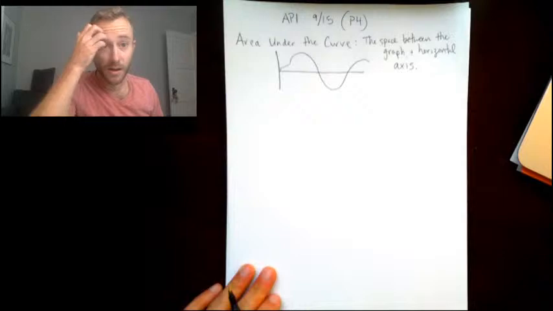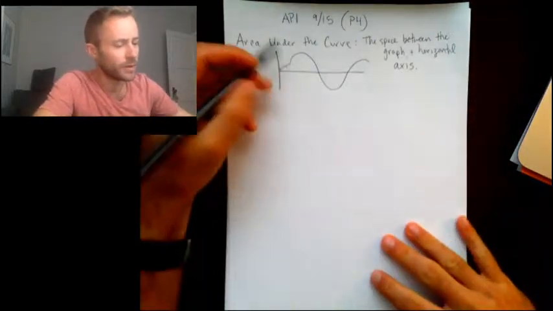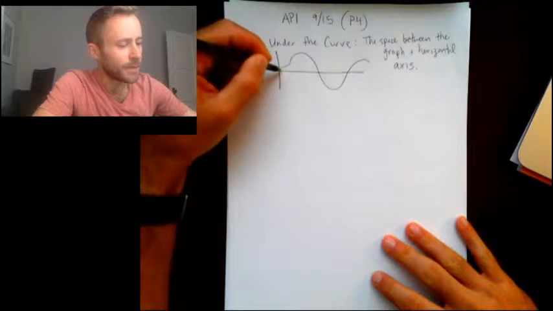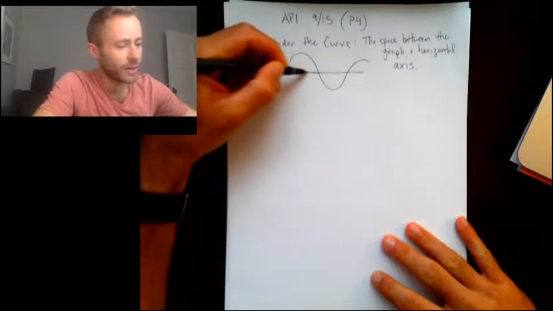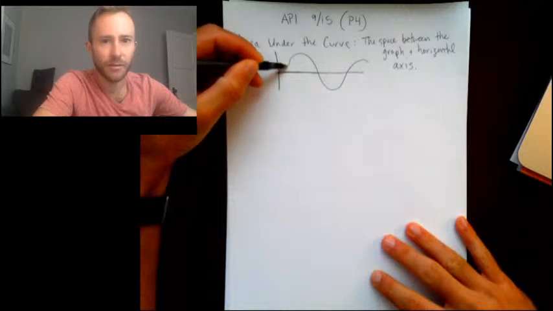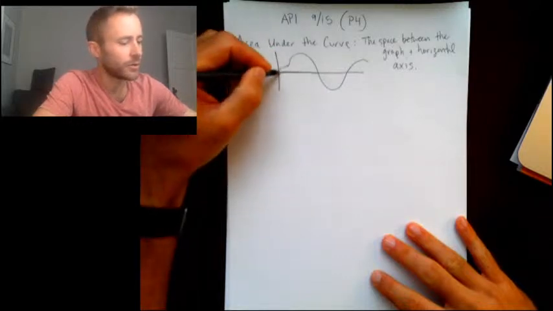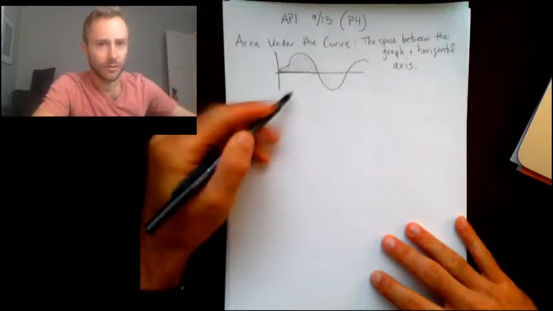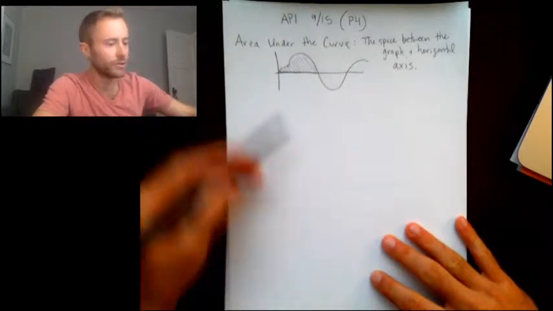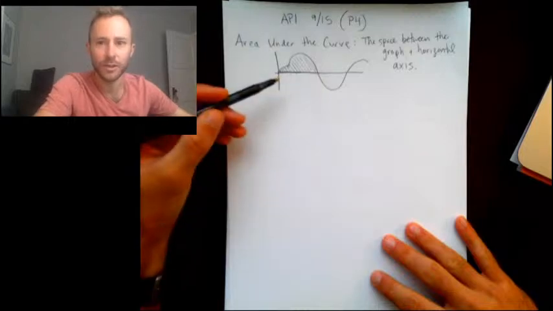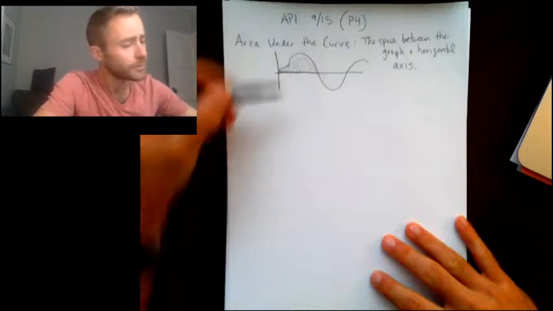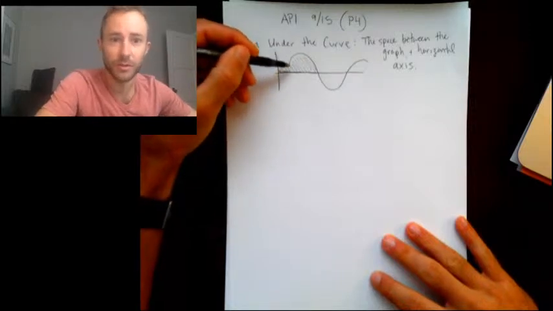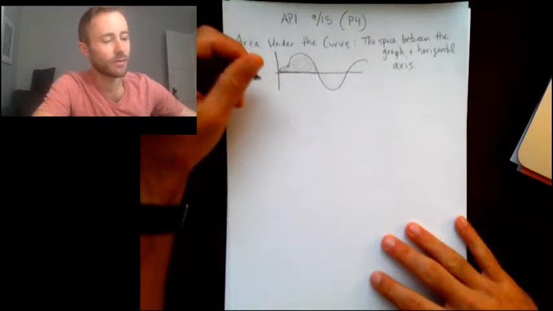So in this case, the area under the curve would be, here's the horizontal axis, here's the graph itself, and so that would be the area under the curve. You don't shade all the way down. You just shade down to the horizontal axis, and the actual area of that, like the square footage, if you will, is called the area under the curve.